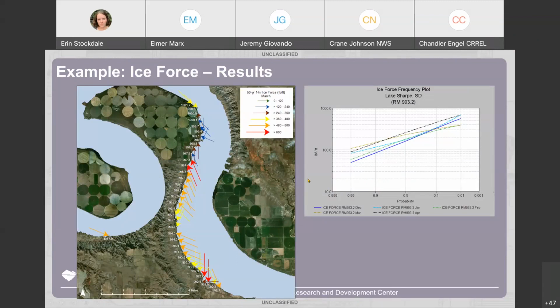And what we ended up doing was creating this ice force frequency plot for them, and this happens to be by month. Then they could decide what probability they want to design to, and I think that was really helpful because instead of just having a single number, they could actually look at it from a probability standpoint and communicate that back to some of the locals as well as the decision makers.